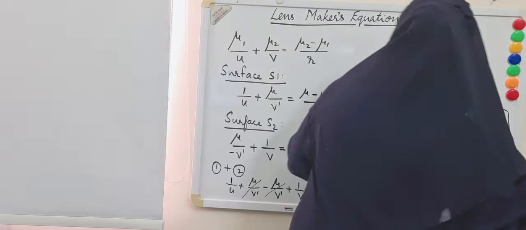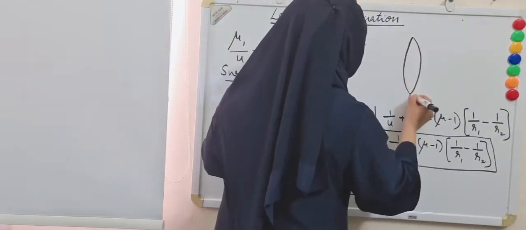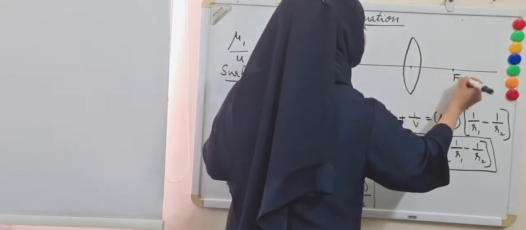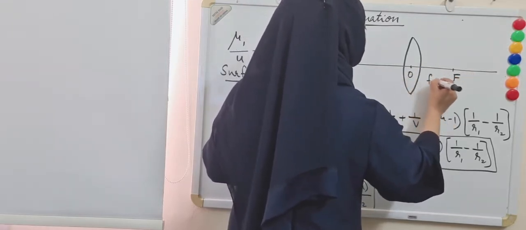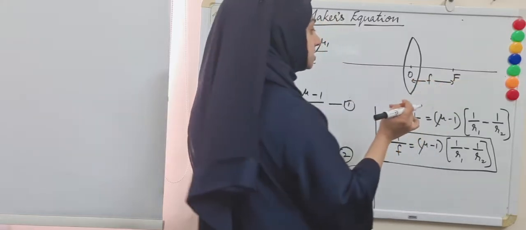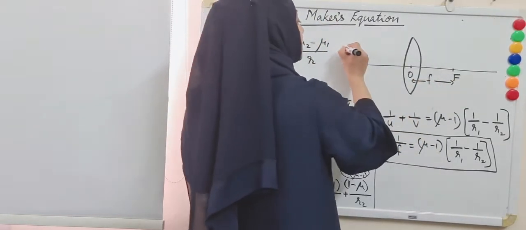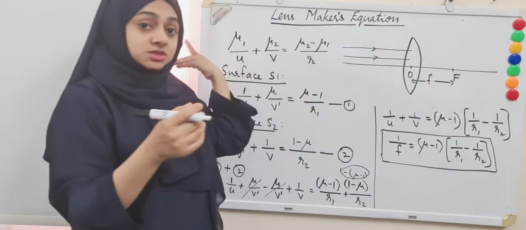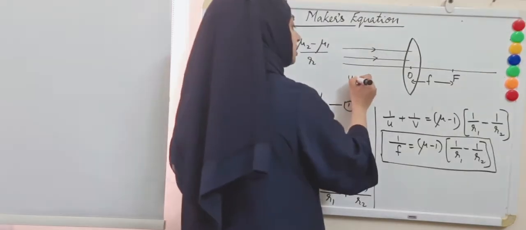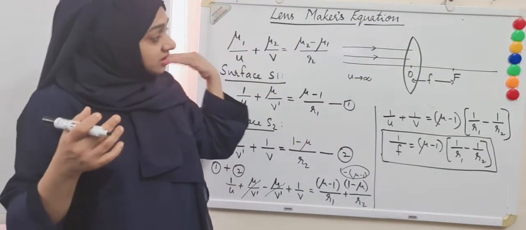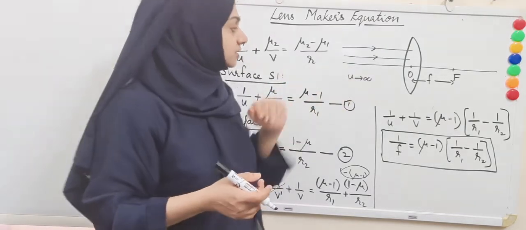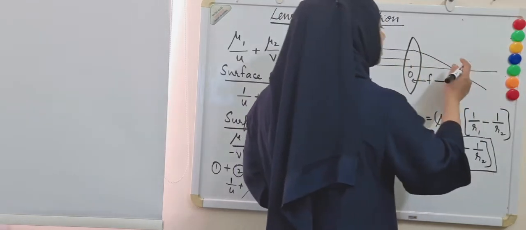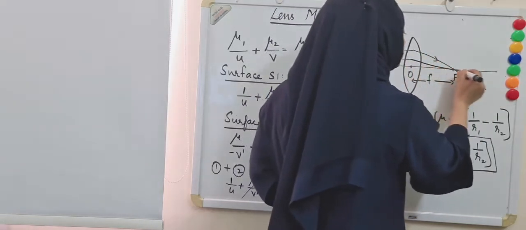So I will draw a bigger figure here. So we have a convex lens, a principal axis. Suppose this is the principal focus, this is the optic center. So the focal length is the distance between the principal focus and the optic center, and light rays are coming parallel to the principal axis from a distant object, which means u tends to infinity. The object is at infinity. So the object distance is infinity, and we know that after refraction it should pass through the principal focus.